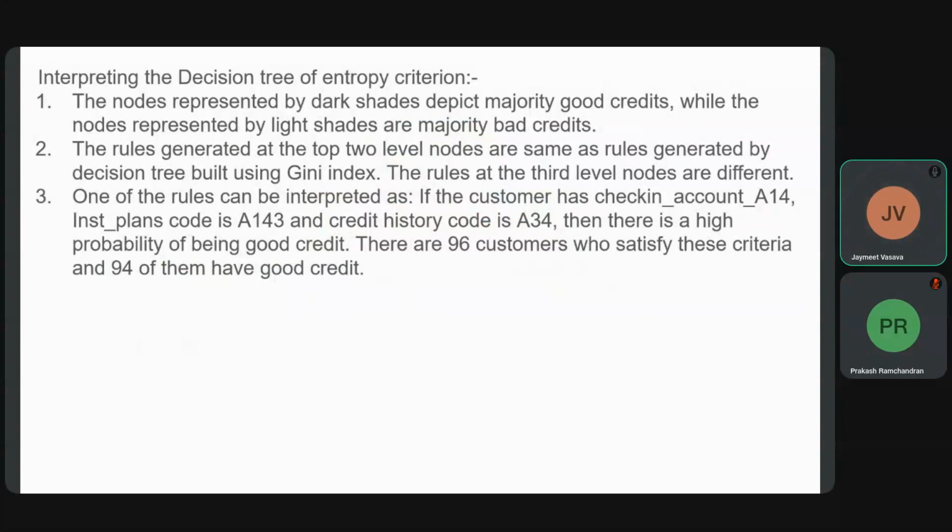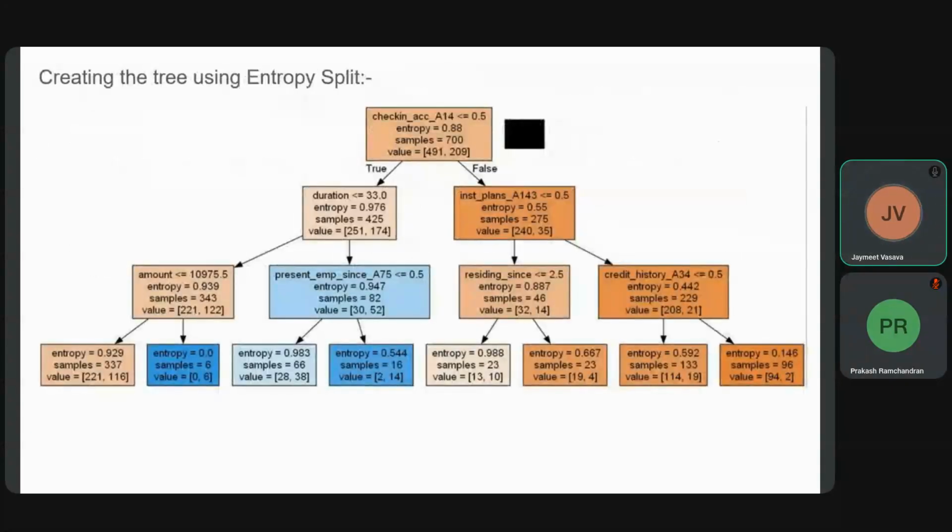One of the rules can be interpreted as: if the customer has checking account A14, then installment plans of code A143 and the credit history as A34, then there is a high probability of being a good credit. There are 96 customers who satisfy this criteria, and 94 of them have good credits.